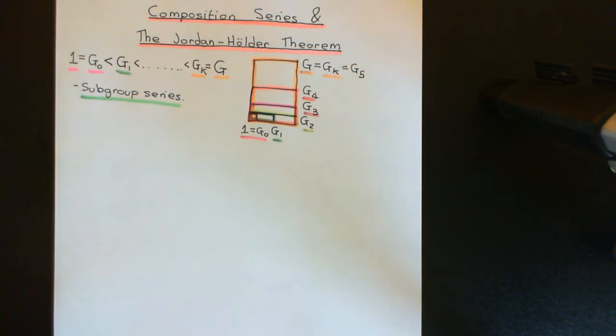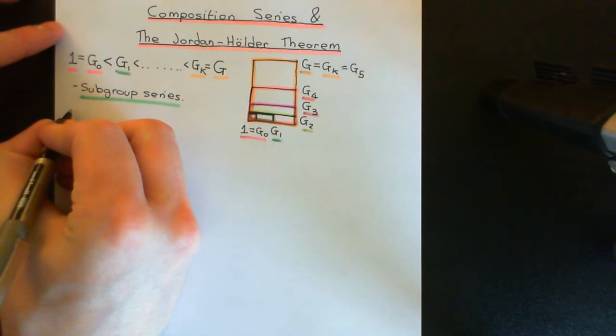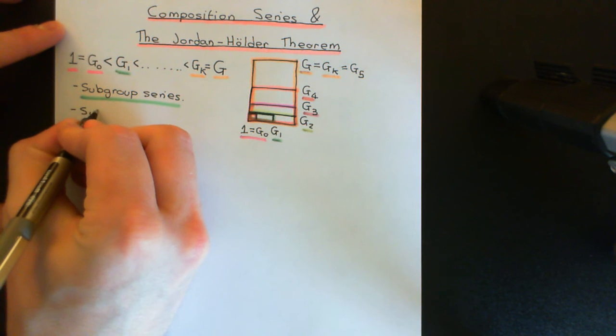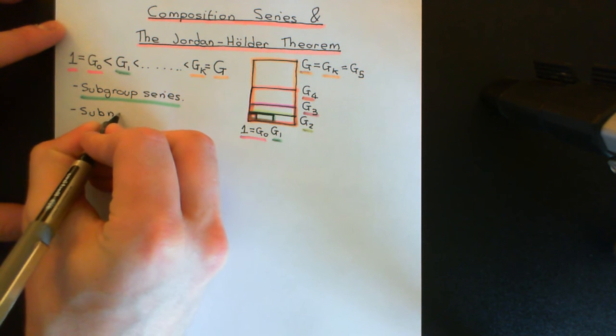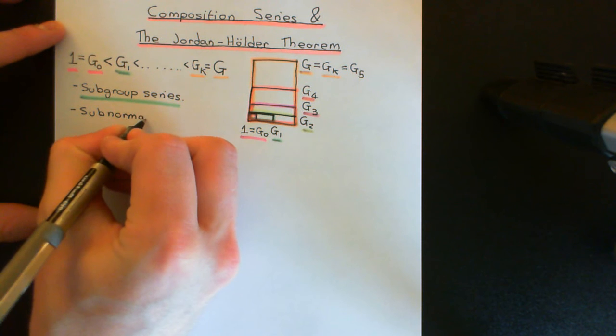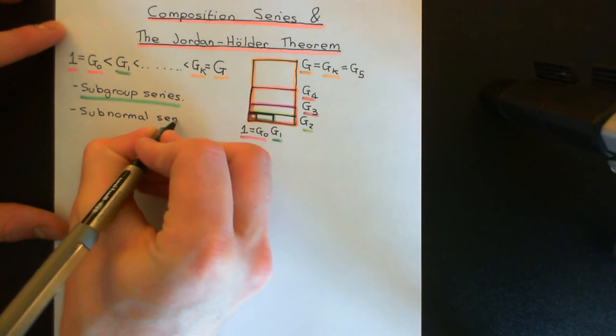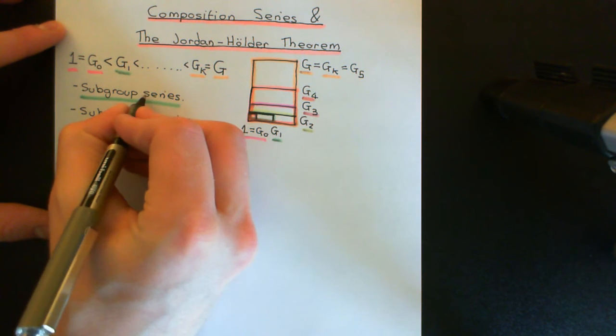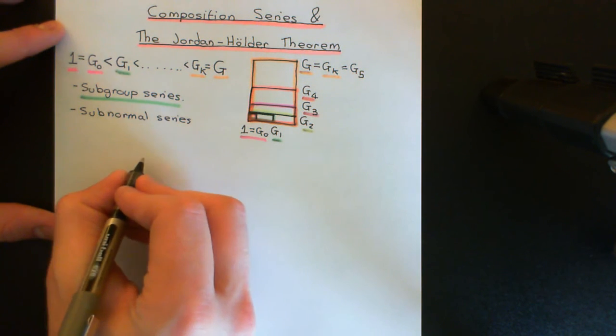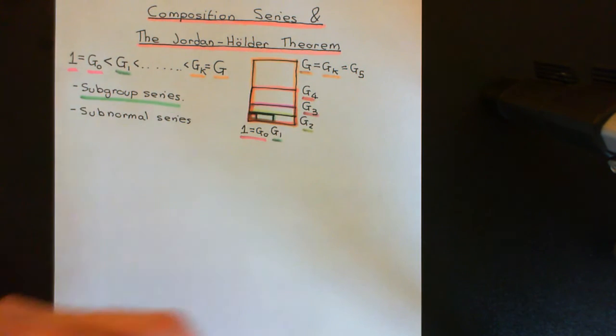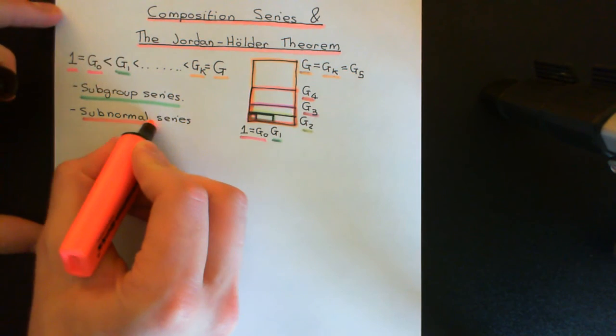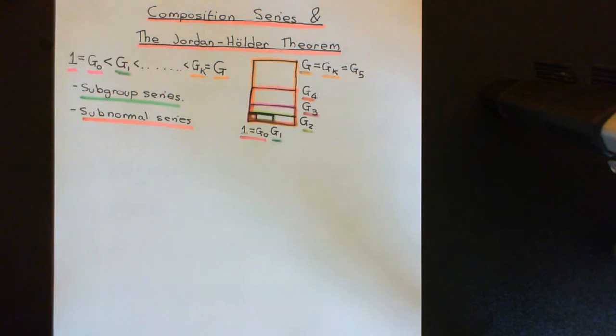Now, we're going to go one step up from this. We're now going to talk about the concept of a subnormal series, because a composition series is going to be a special type of subnormal series. So we've gone from subgroup series to subnormal series, and then we'll go another step up to composition series. Before I can define composition series, let's just define what a subnormal series is.